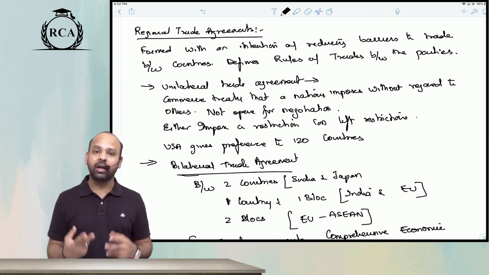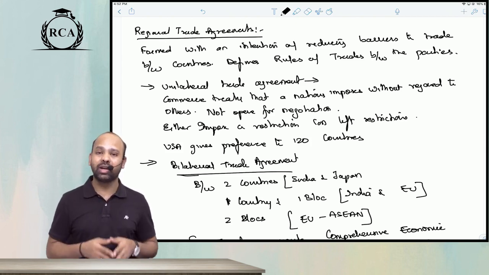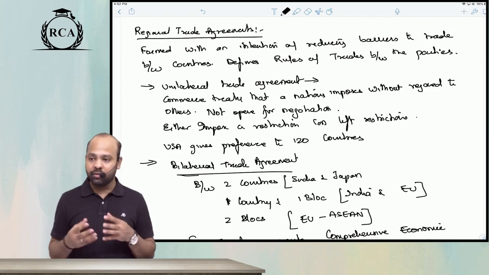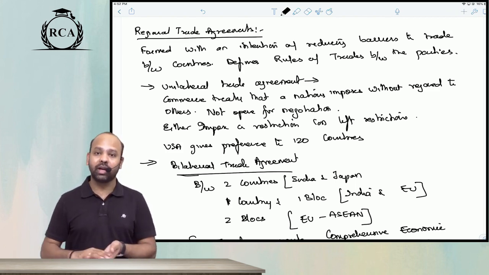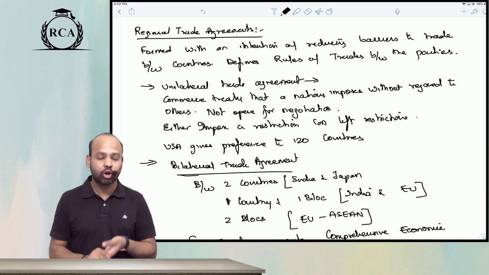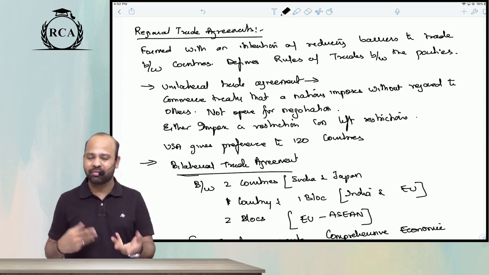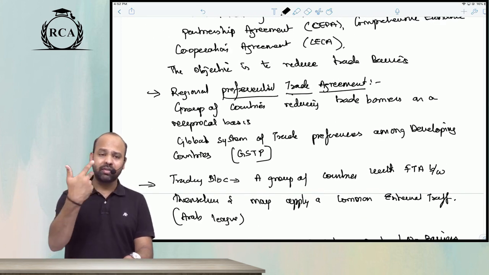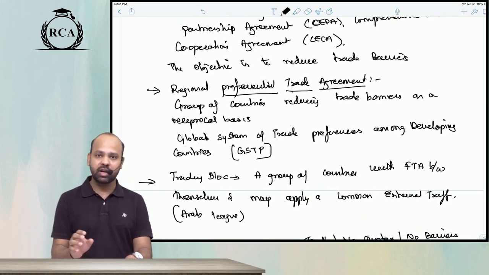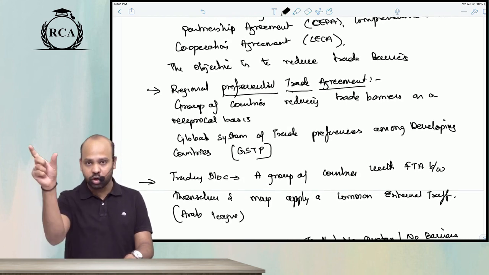A bilateral trade agreement is an agreement between two countries, one country and a bloc, or two blocs. They will specify the rules and regulations for trade in goods, trade in services, investment related measures. It can be a free trade agreement, a comprehensive economic partnership agreement, CEPA, comprehensive economic cooperation agreement, or preferential trade agreement. Under a free trade agreement, it is everything except this. Under a preferential trade agreement, they will specify a list, only this.